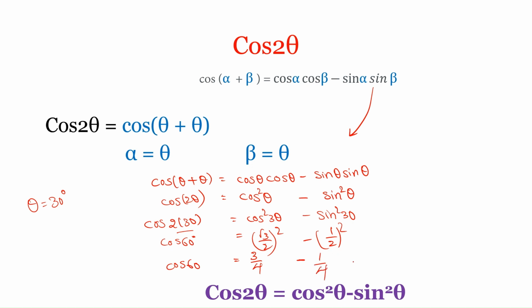Here there is 4 in the denominator, so we can directly subtract the numerators. 3 minus 1 gives 2 divided by the denominator 4. This is nothing but 1 by 2. So cos 60 is equal to 1 by 2. We are able to derive the cos 60 using the cos 30 value.